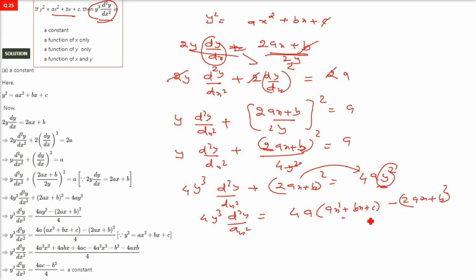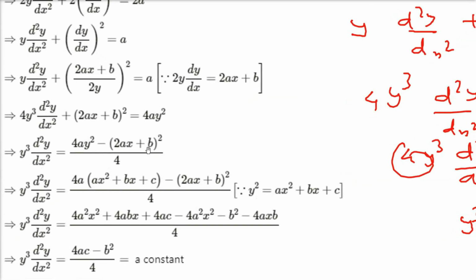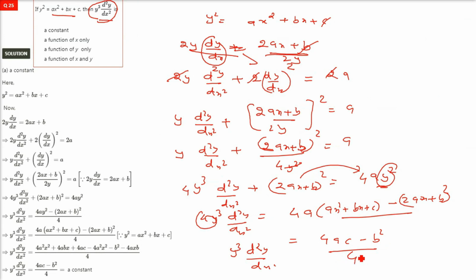So when you resolve this, 2ax plus b whole square is 4a square x square plus b square plus 4axb. I'm not writing it. I'm just telling you that there will be an opening and there will be a cancellation. 4a square x square will be cancelled and 4abx will be cancelled. Only 4ac minus b square by 4 will remain. I'll just show it to you here. When you open this, 2ax plus b whole square, when you multiply this, what terms will get cancelled? 4ac and b square will remain. 4a square x square will get cancelled. 4axb gets cancelled. So on the right you will have 4ac minus b square by 4.